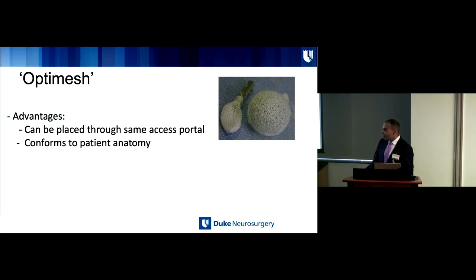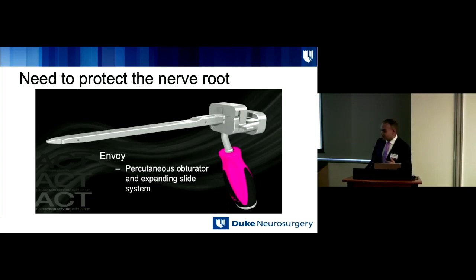But when I went to Duke, I had Rob Isaacs there, and he said, listen, man, you got to design a traditional expandable titanium cage to go through Kambin's triangle. I took that on as a project. And so that's what we kind of did.